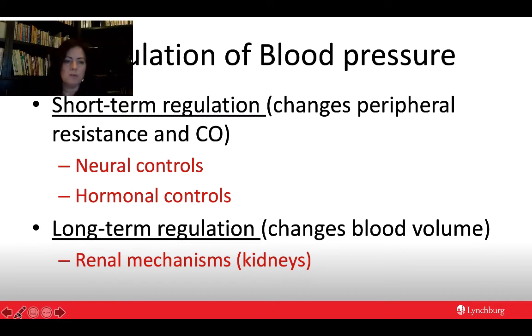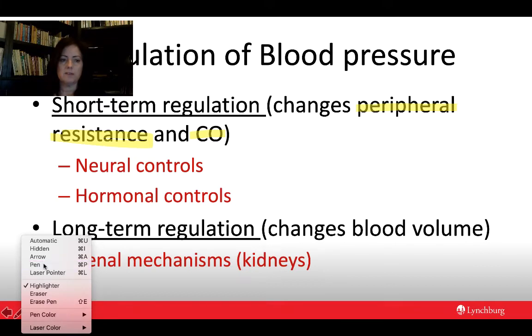What we see are basically two different mechanisms for this. We've got short-term regulation, and these are changes that can happen really, really quickly. As a result, quick changes are going to adjust mainly peripheral resistance, because how does that change? Resistance changes really quickly through diameter, right? So that's basically how this is going to work. And then also cardiac output. Either through heart rate or adjusting venous return, that's going to impact stroke volume. So that's what we see in the short term.